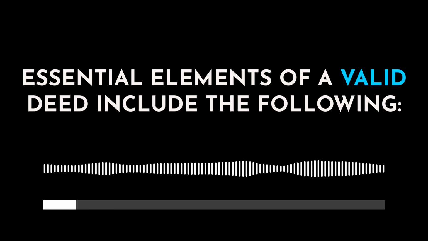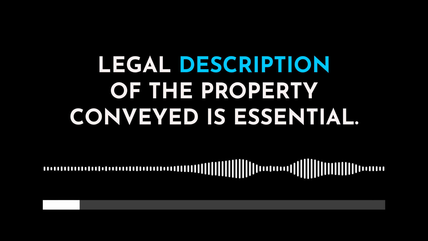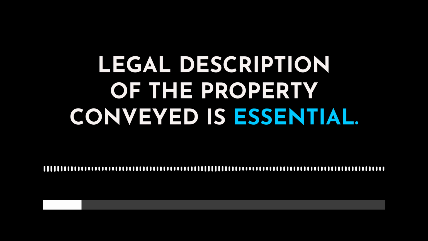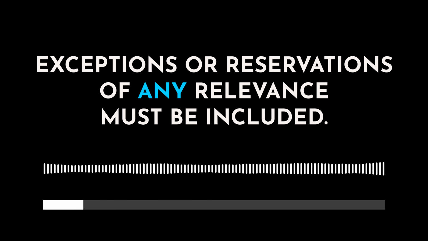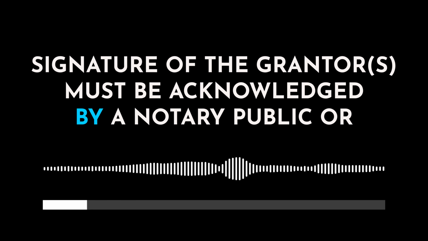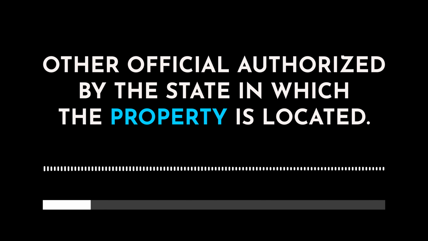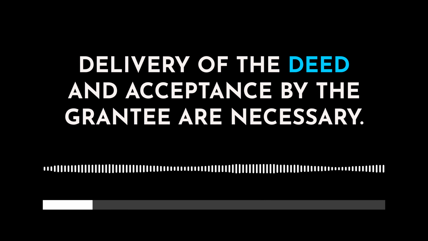Essential elements of a valid deed include the following. Granting clause must be used. Legal description of the property conveyed is essential. Exceptions or reservations of any relevance must be included. Signature of the grantor must be acknowledged by a notary public or other official authorized by the state in which the property is located. Delivery of the deed and acceptance by the grantee are necessary.